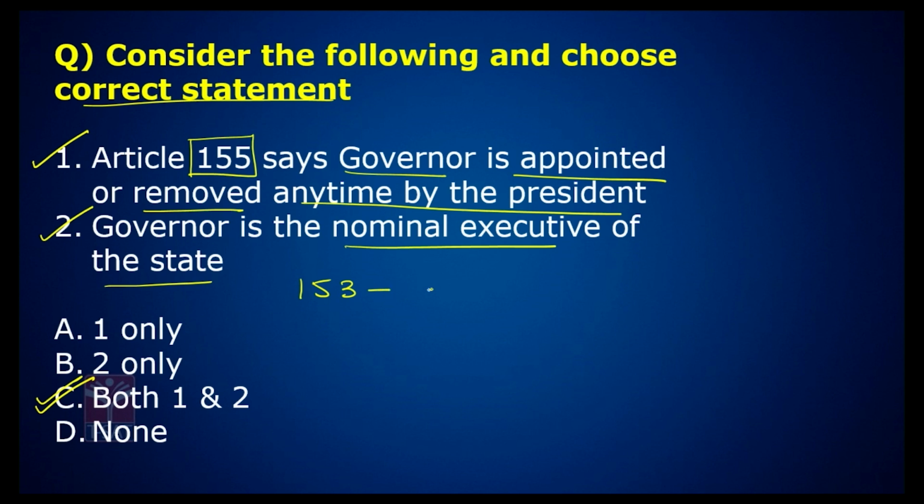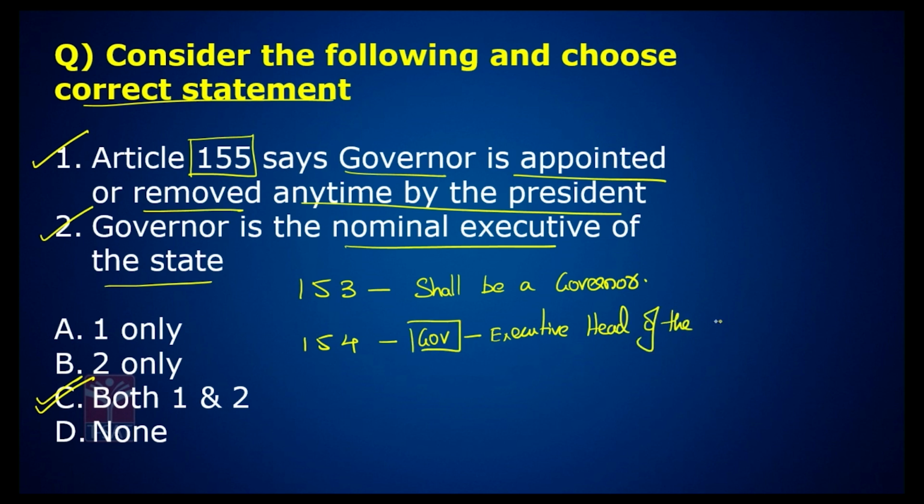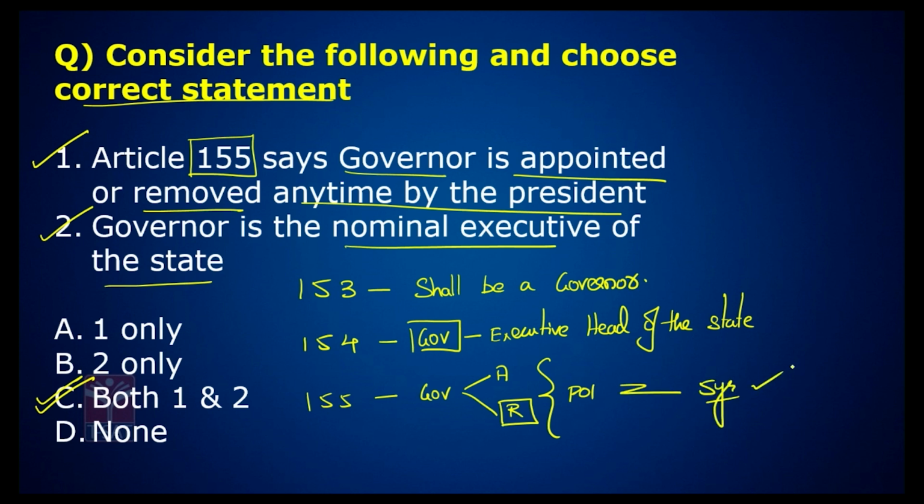Article 153 says there shall be a governor. Article 154 says the governor is the executive head of the state. 155 says the governor is appointed or removed any time by the President of India. If he is not removed any time, the governor will continue for 5 years as his term. Governor is a nominal executive, and governor is appointed or removed any time by the President of India. Both the statements are correct.